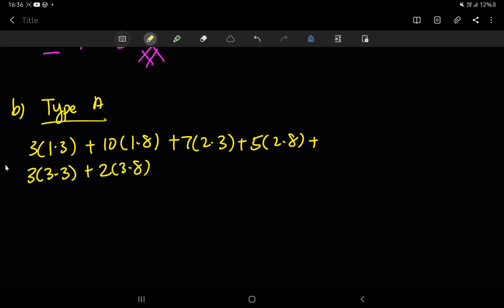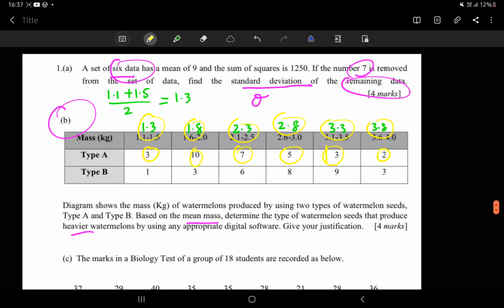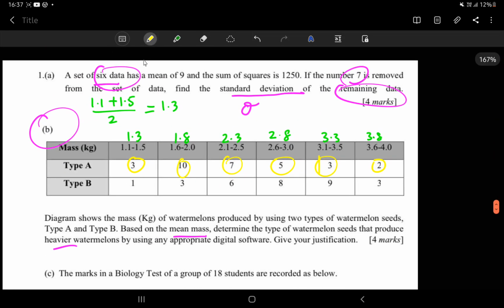And then because we are looking for the mean, we total the data set and divide by the number of data. So how many data are over here? How many class limits? Sorry, not the class limit, I mean how many watermelons in total. Okay, sorry, my mistake, my bad.